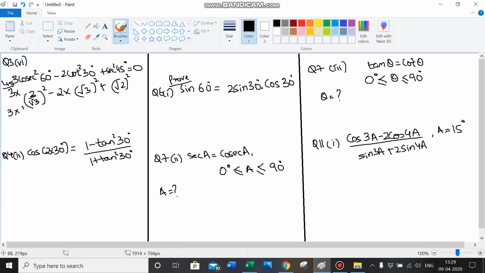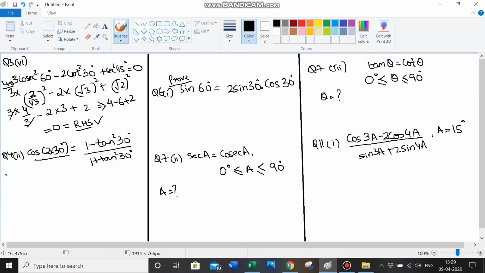3 into 4 upon 3 minus 2 into 3 plus this will be 2. This will be equal to 4 minus 6 plus 2, which is equal to 0, which is equal to right hand side. Done. Let's move on to question 4, part 2.